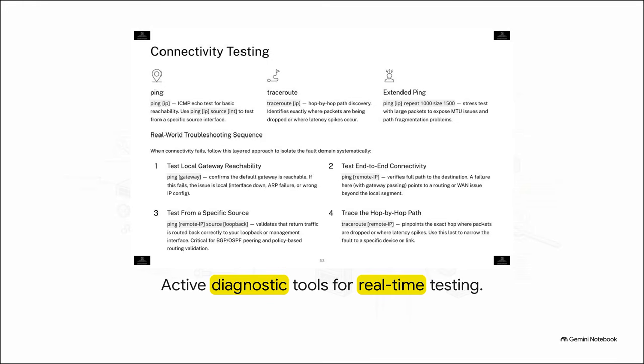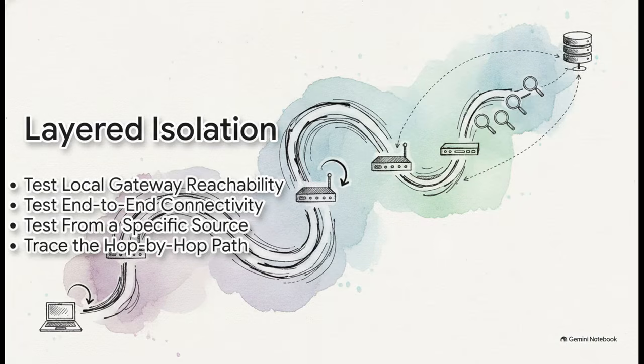And crucially, we use the extended ping. By typing ping, putting in the IP, and then adding modifiers like repeat 1000, size 1500, we are properly stress testing the line with large packets. This specifically exposes those hidden MTU issues and path fragmentation problems that a standard tiny little ping will just breeze right past. But you have to test systematically to actually isolate the fault domain.